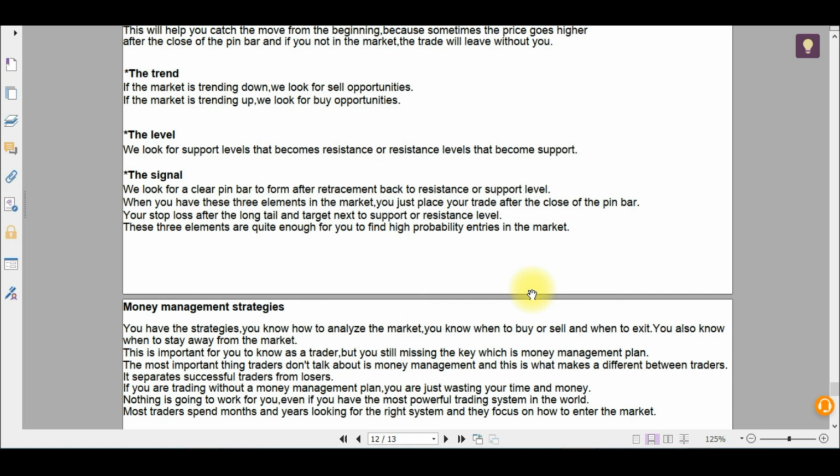And then your target, or your take profit, should be near the next support or resistance level on your chart. These three elements are quite enough for you to find high probability entries in the market using this candlestick strategy, the pin bar.